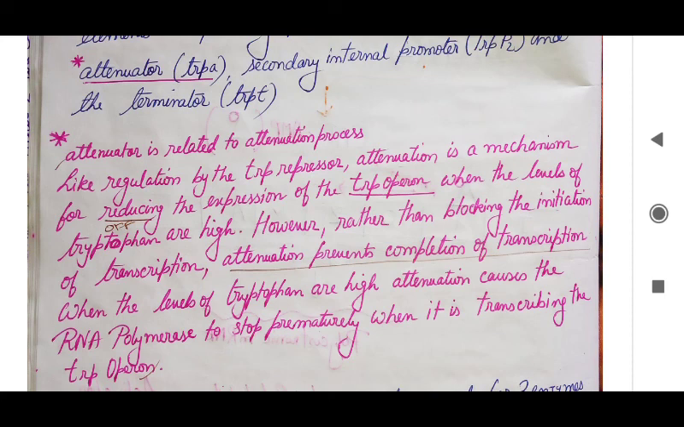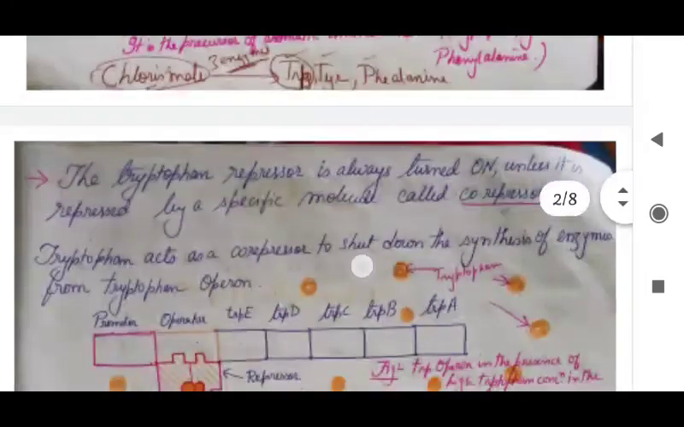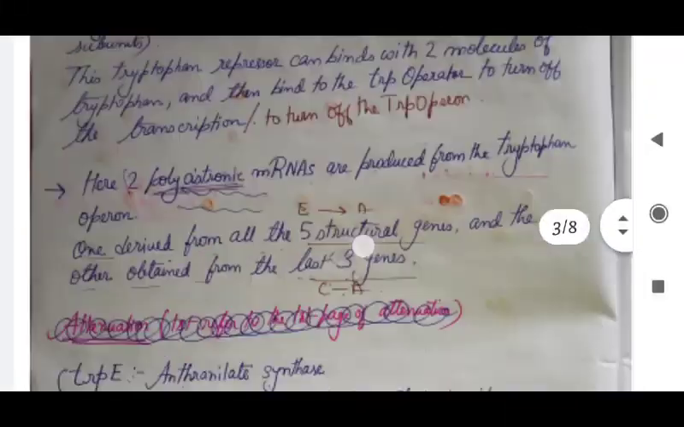However, rather than blocking the initiation of transcription, attenuation will prevent the completion of transcription. It will prematurely stop the RNA polymerase from transcribing the TRP operon. So a truncated polypeptide will be made during attenuation if the level of tryptophan is quite high. How it is made, we have to see now.